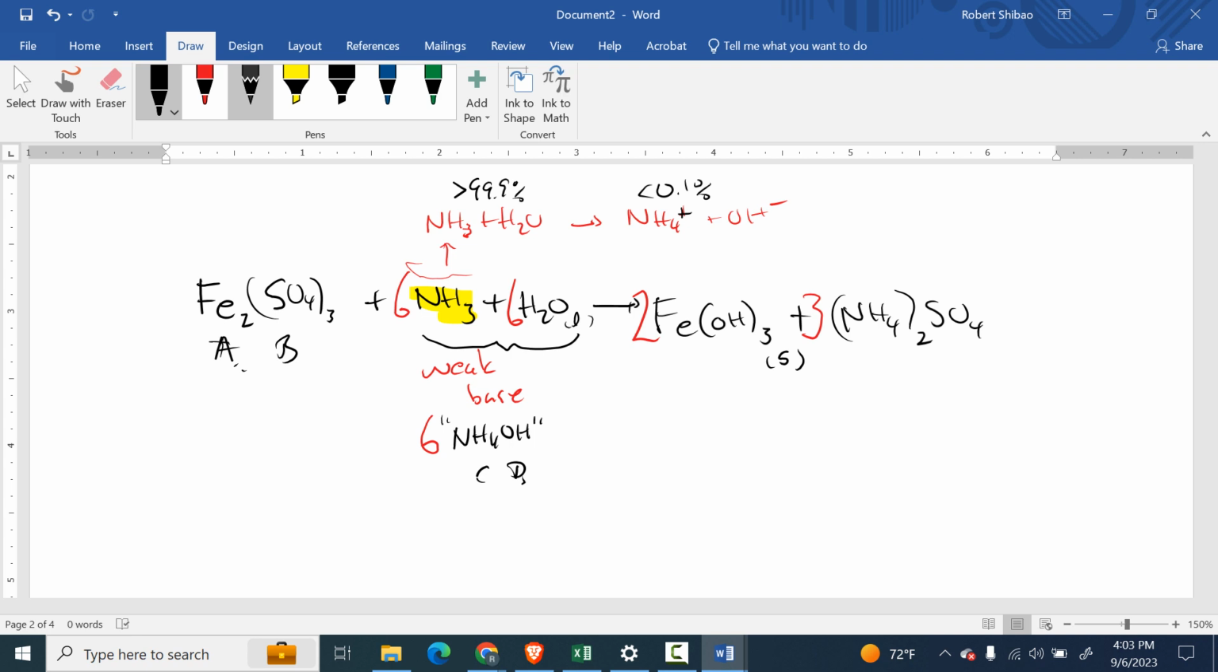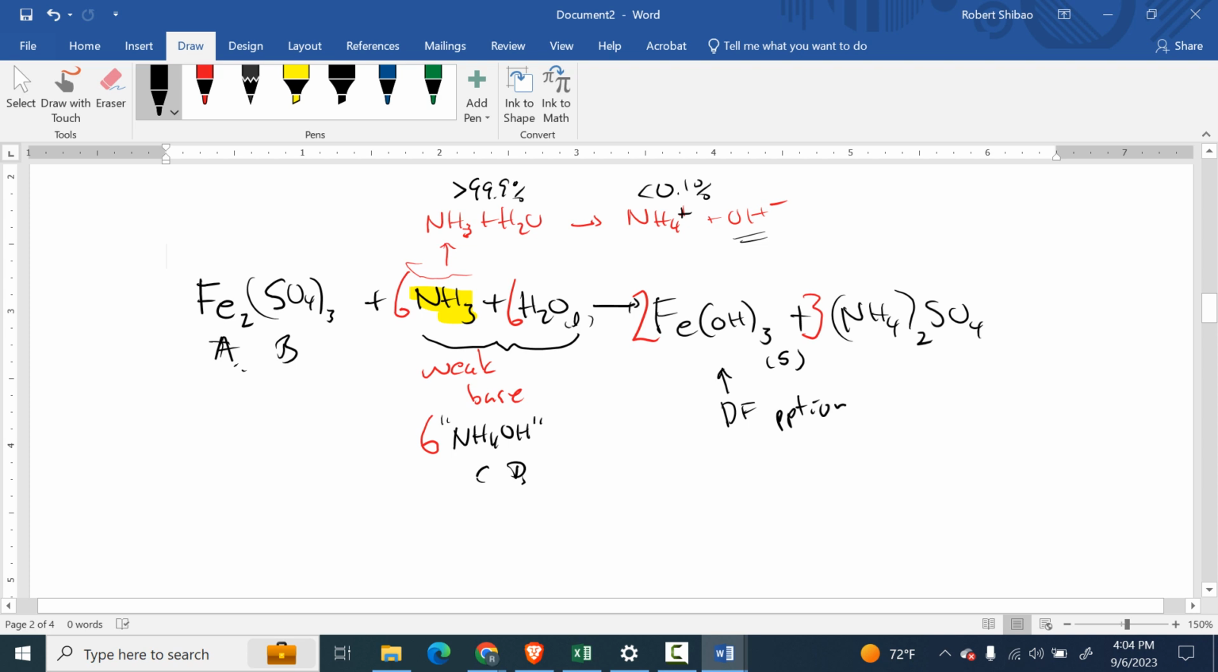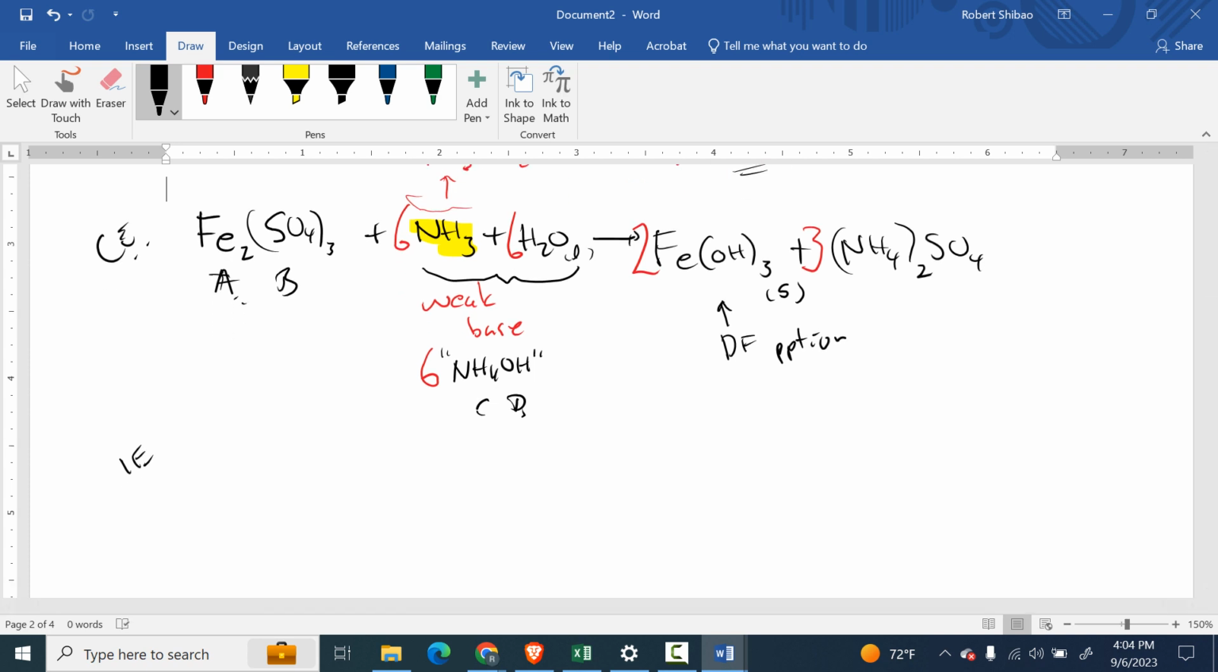All right. And so this is going to be the CE as long as I have a driving force, which I do. The driving force is precipitation. And we just need a tiny bit of hydroxide to cause this to precipitate. Okay, if I have a double replacement reaction, I'm going to do the CE, the IE, and the NIE. So the CE is this.